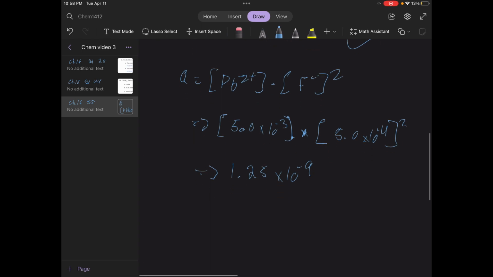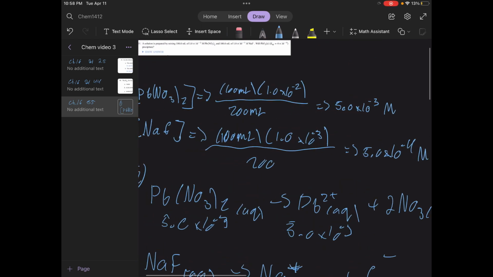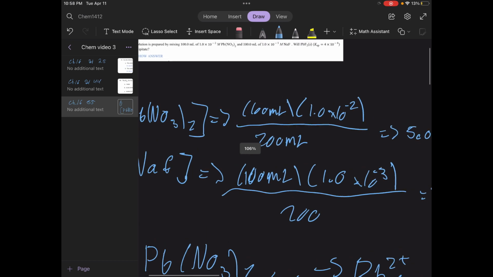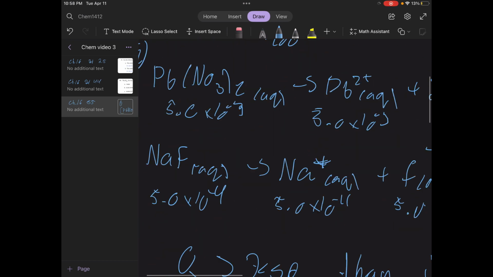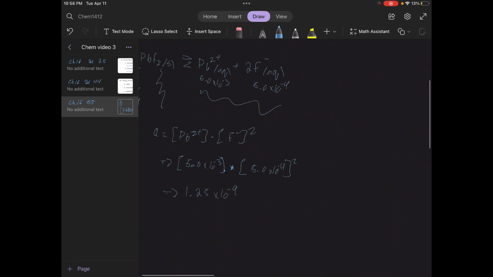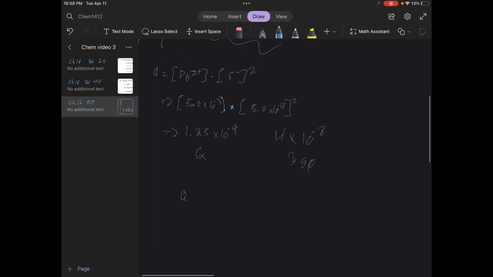That's our Q value. So we go back up here, and our KSP is 4 times 10 to the negative 8. Comparing our KSP and our Q, our Q is less than our KSP. This means that PbF2 solid will not precipitate.